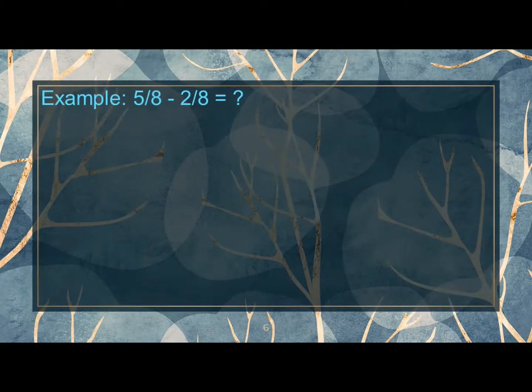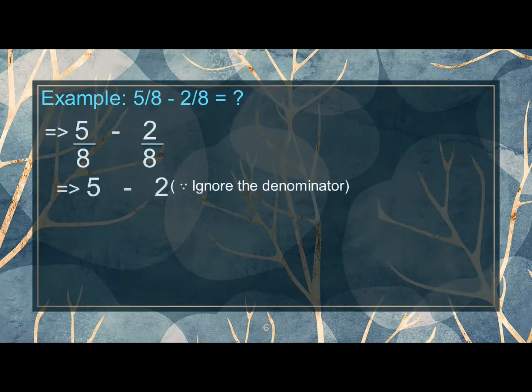Let's solve that on another page. So our example is 5 by 8 minus 2 by 8. This is how it is properly written. So first we are going to ignore the denominator and just subtract the numerators. So 5 minus 2, we are going to get the answer as 3.